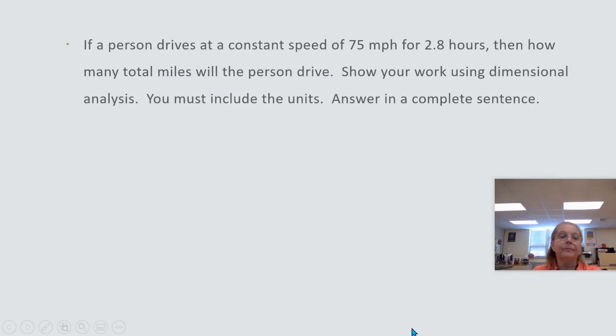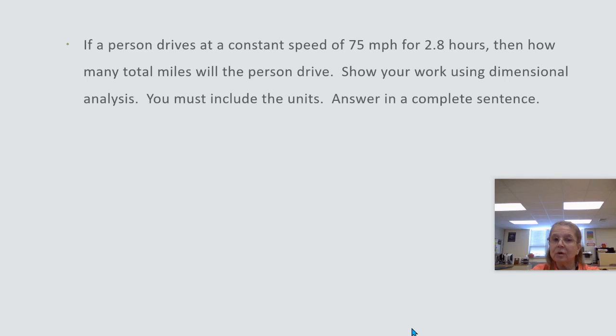Okay, let's say a person's going to drive at a constant speed of 75 miles per hour for 2.8 hours. How many total miles will the person have driven? Now it says, show your work using dimensional analysis. I know we can do this without using dimensional analysis, but I'm going to use it for this question. We have a rate of 75 miles per hour for 2.8 hours.